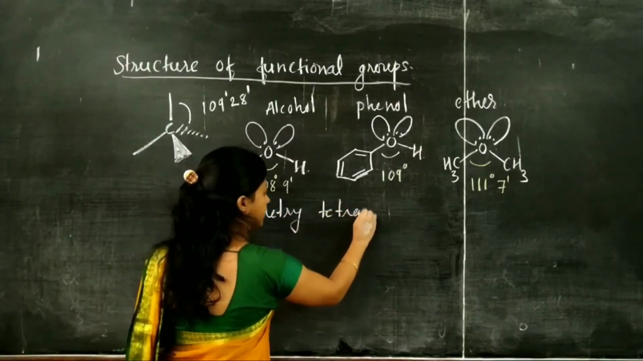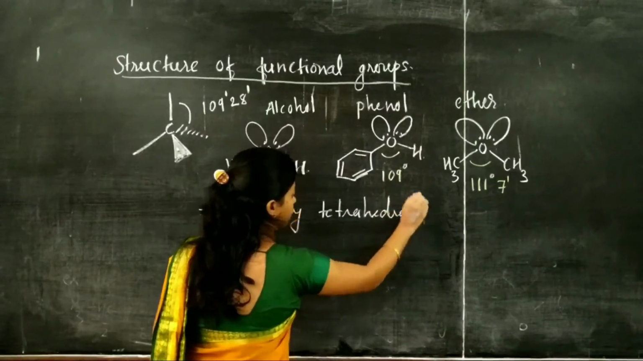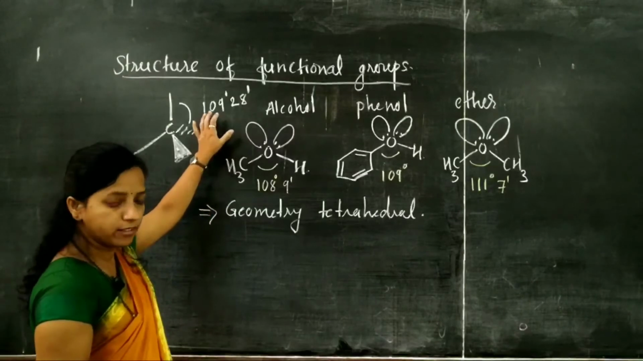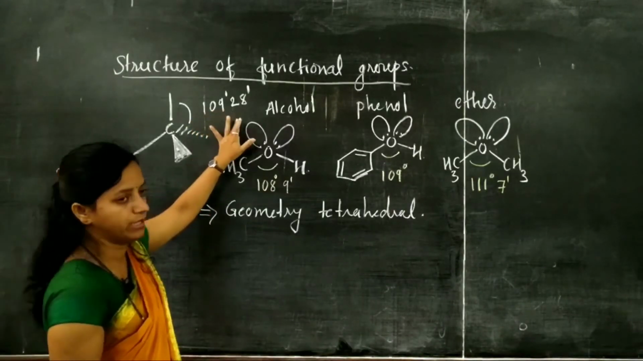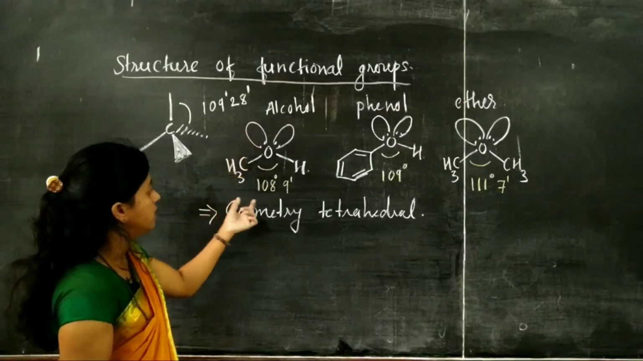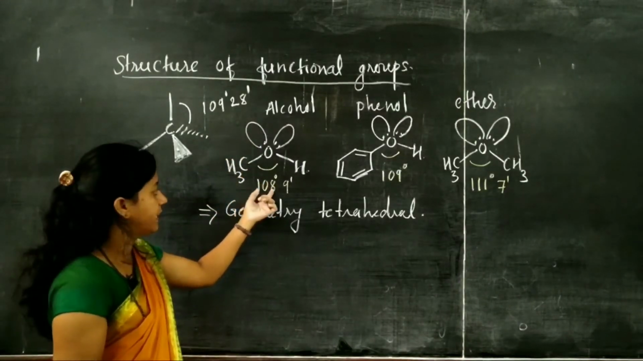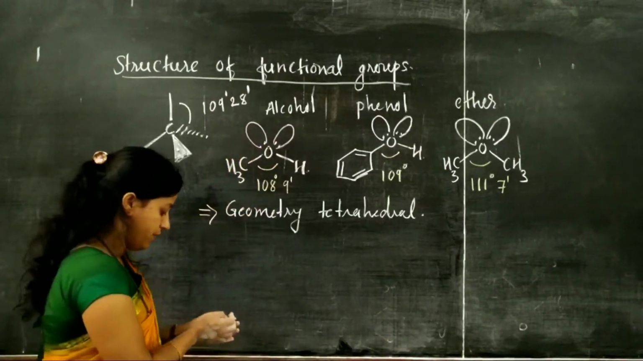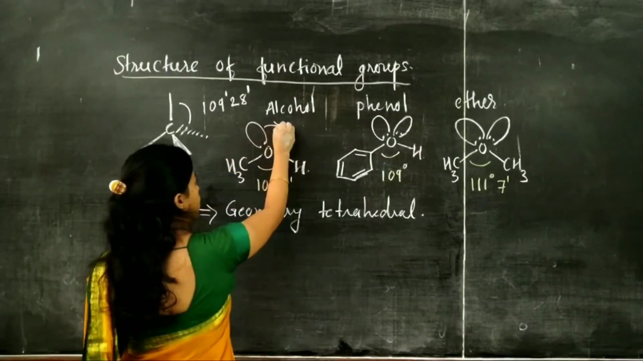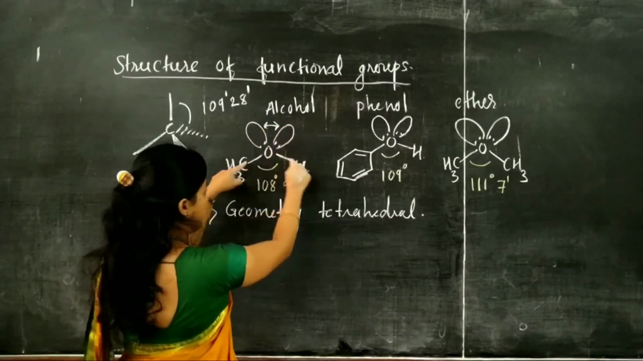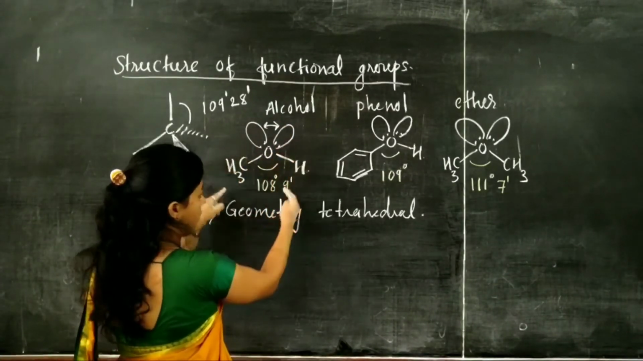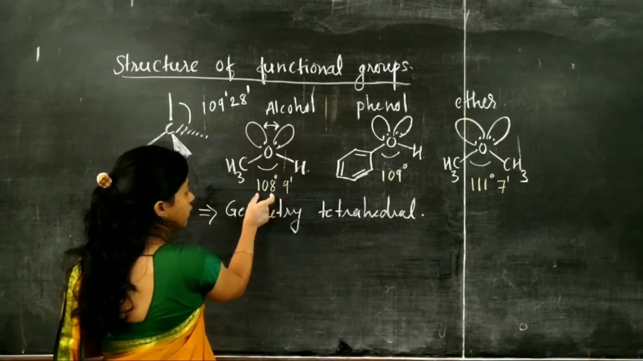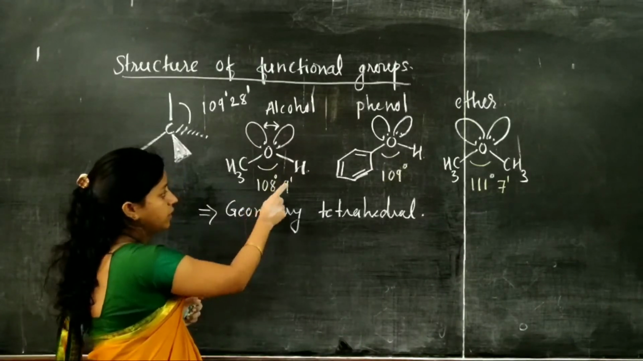Tetrahedral. But there is a different tetrahedral angle. The normal tetrahedral angle is 109 degree 28 minutes. But in case of alcohols, it is reduced to 108 degree 9 minutes. Why is it reduced? Because there is a repulsion between these 2 lone pairs. Because of lone pair repulsion, the angle of the bonded pairs compresses, and it is slightly compressed because of the lone pair repulsion to get 108 degree 9 minutes.